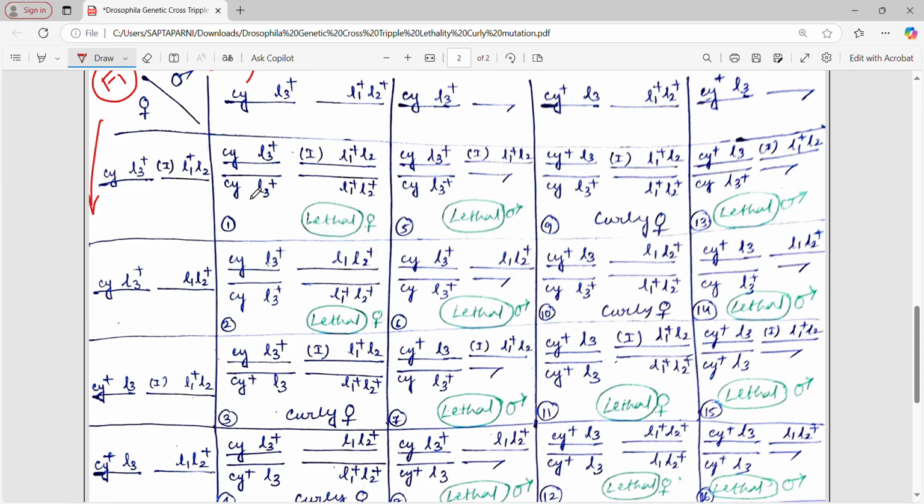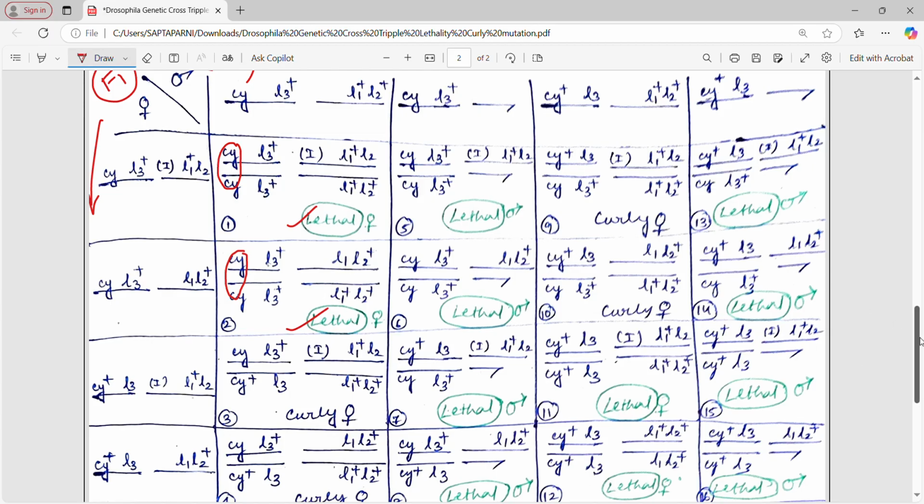So see here, it is a female, as it has 2 X chromosomes, but as it carries CY, which is a recessive lethal allele, it is a lethal female. Next, here also the same condition: as it is carrying 2 CY alleles, it is a lethal female, as it is carrying 2 X chromosomes.